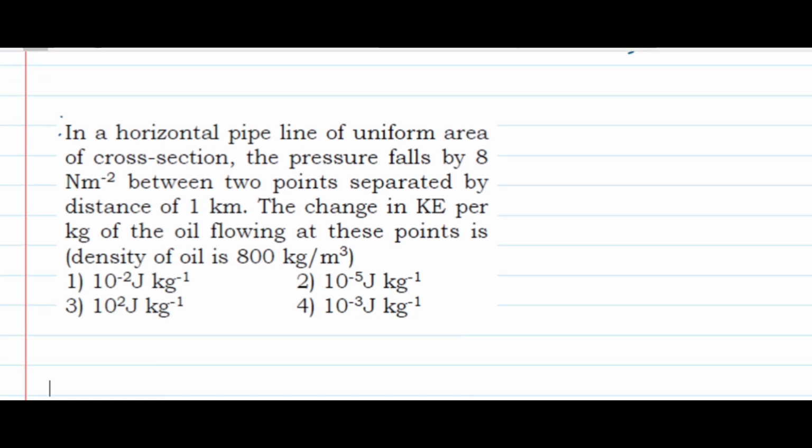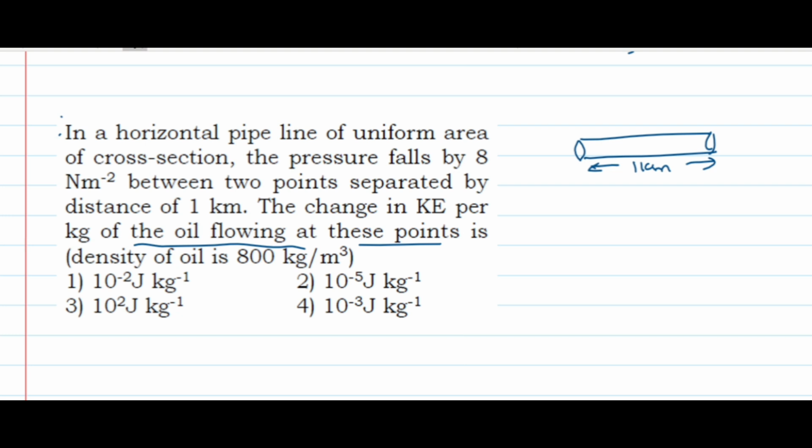Now look at the next question. In a horizontal pipeline of uniform area of cross section, the pressure falls by 8 Newton per meter square. So a horizontal pipe is given, and the 2 points are separated by 1 kilometer distance, and they are asking the change in kinetic energy of the oil flowing at these points.